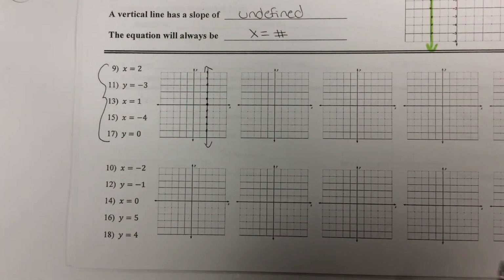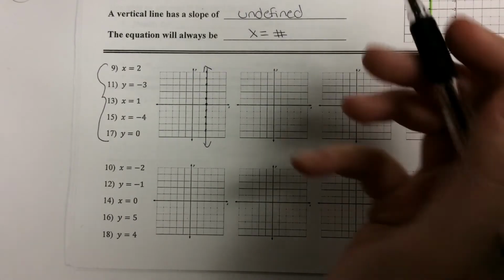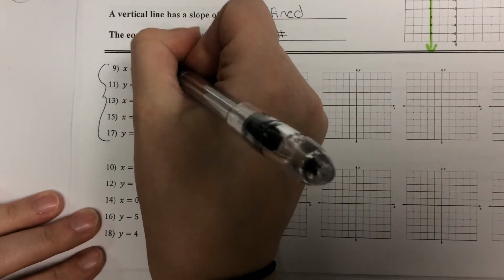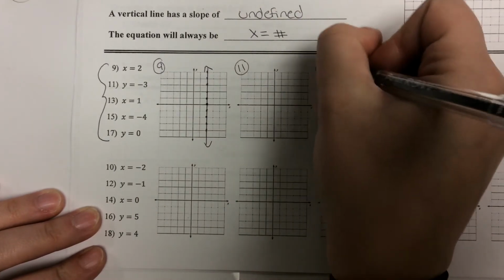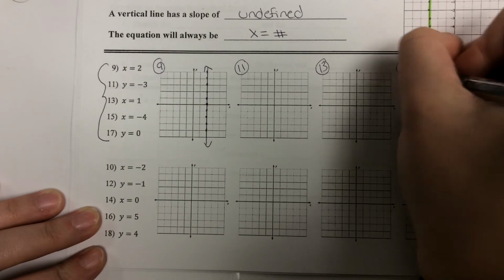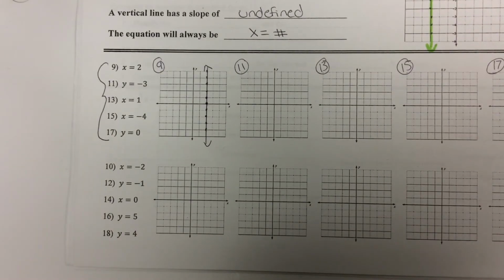So this is going to be our graphed line for this equation. We'll call this number 9. Call this number 11, 13, 15, and 17 down here. Okay, let's go to number 11.